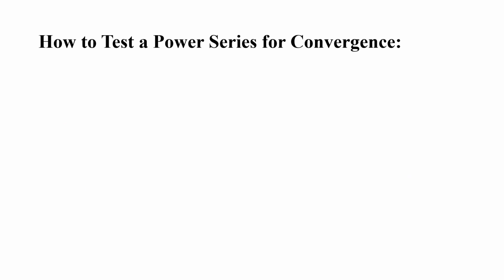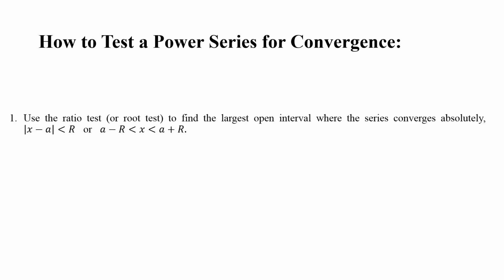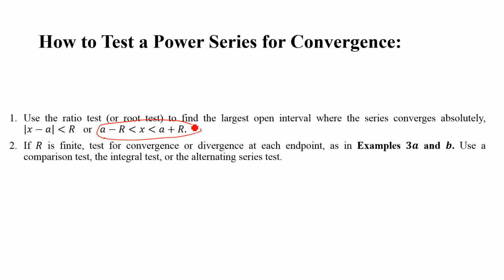How to test a power series for convergence? There are a few steps to be followed. We can summarize the discussion we have already done in this slide. First step, use the ratio test or root test to find the largest open interval where the series converges absolutely. That is, we have to find this interval. Second, if R is finite, test the convergence or divergence at each endpoint. This is very important. You have to check the endpoints individually.